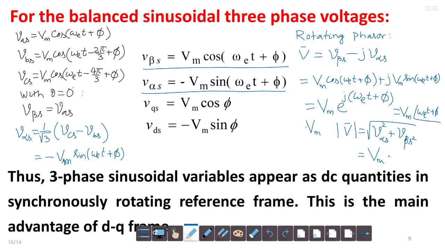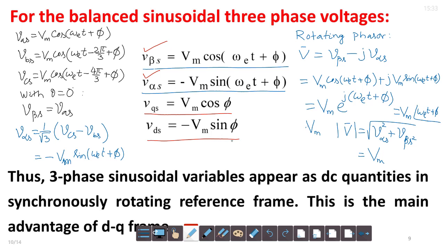Now, again we can do the same transformation from alpha beta to DQ, the synchronous rotating reference frame. For this, with V beta s and V alpha s as we have written here, we apply the Park's transformation, which we have just discussed, and we get Vqs as Vm cos phi and Vds as minus Vm sin phi. Same thing you can get by substituting these expressions for V beta s and V alpha s in Park's transformation to get Vqs and Vds.